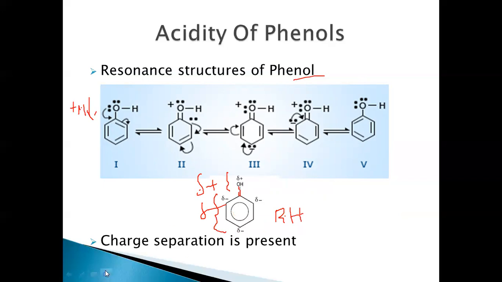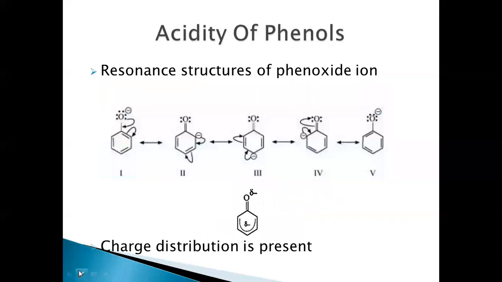And when we look at the resonance structures of the phenoxide ion, again there are 5 resonance structures possible. This is donating the electron density into the ring. And when we look at the resonance hybrid of this phenoxide ion, there is a charge distribution or charge delocalization which can be seen. The whole molecule is sharing the negative charge.